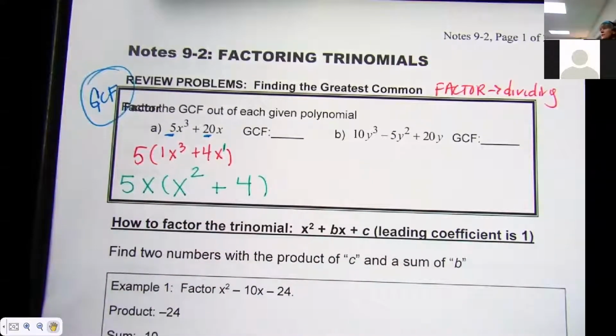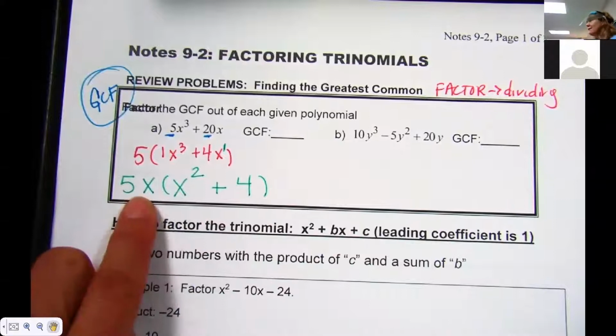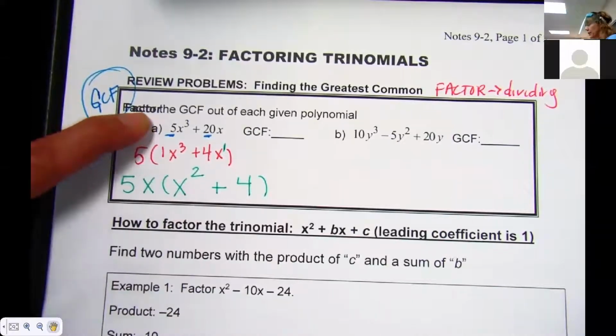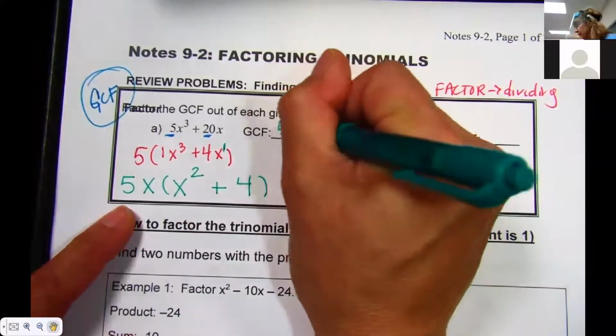So that's how we factor the GCF. The GCF is what was factored out. The GCF is what was distributed to make the original problem. So what is the GCF? 5x.